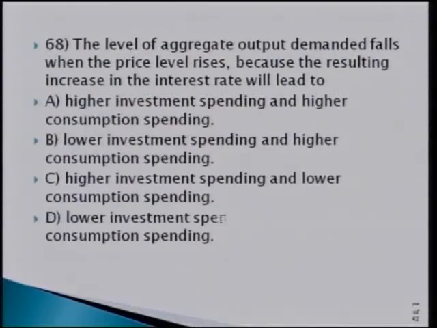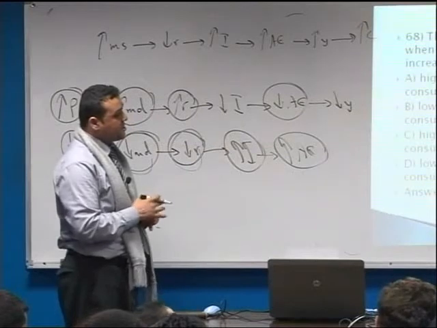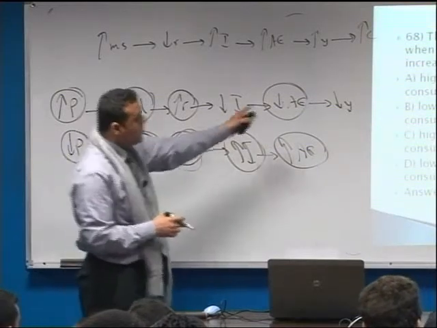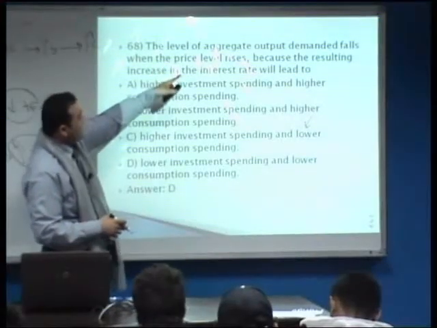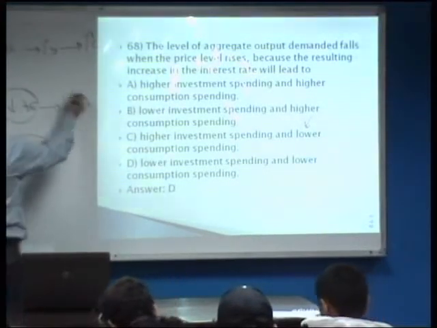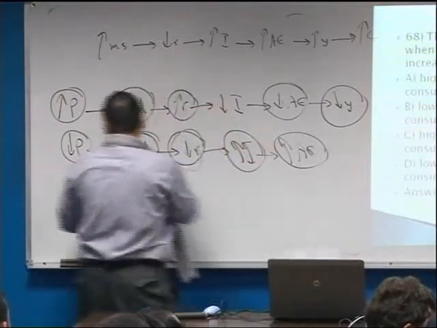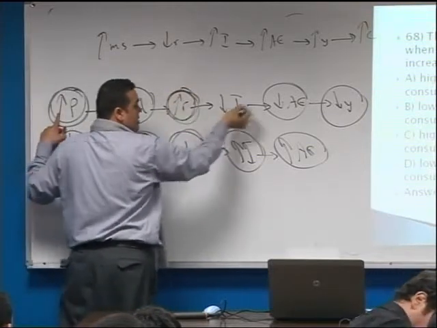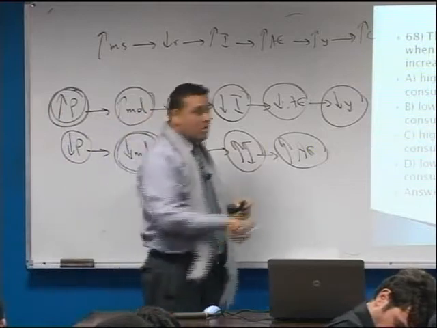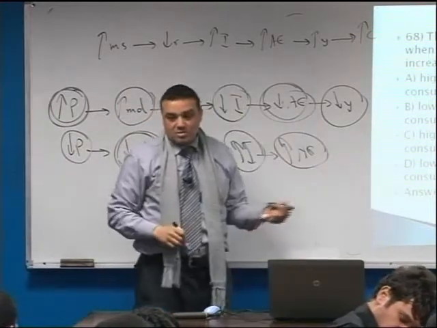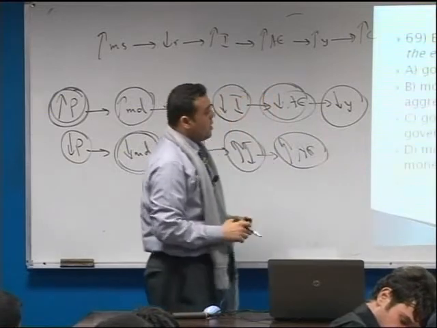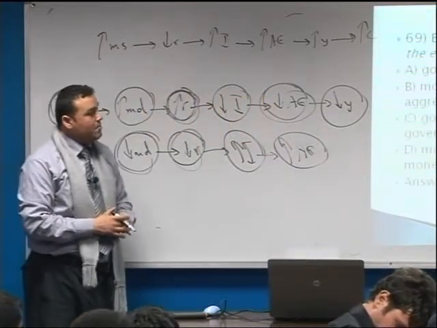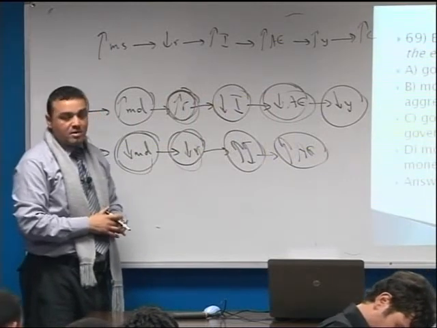The level of aggregate output demanded falls when the price level rises because the resulting increase in the interest rate will lead to what? Did you see this analysis? It says that aggregate output demanded falls, meaning Y decreases, as a result of the prices rising, because the rise in the interest rate caused a decrease in planned investment, and then a decrease in aggregate expenditure or consumption.